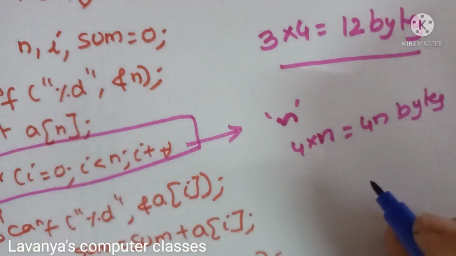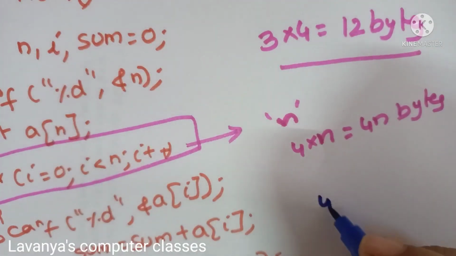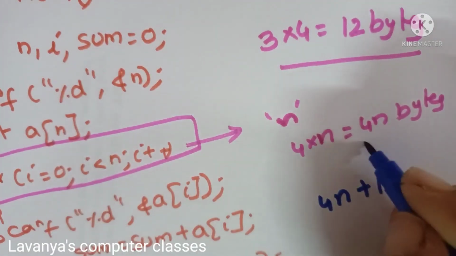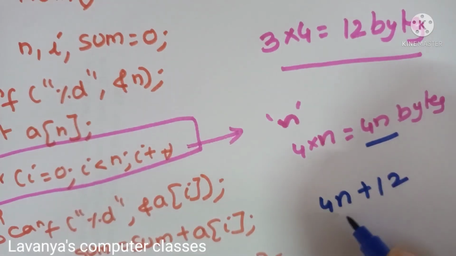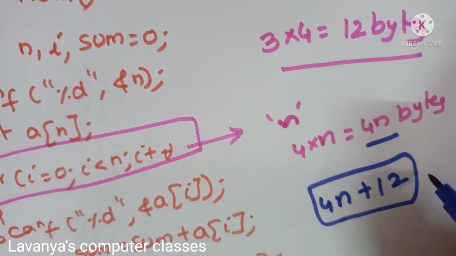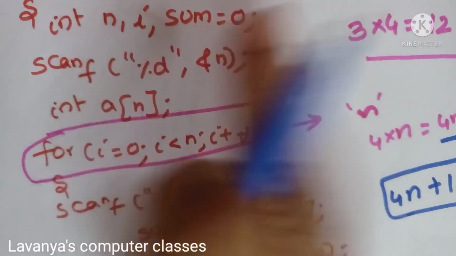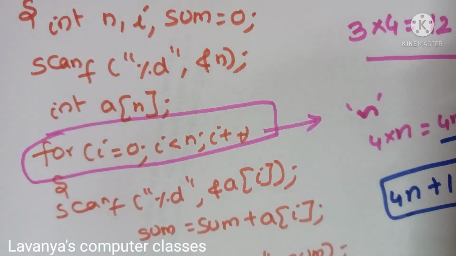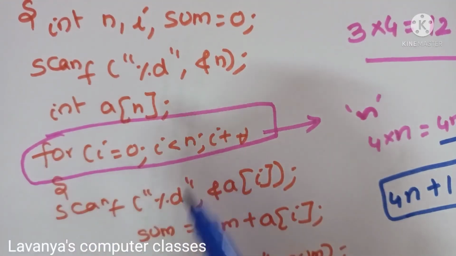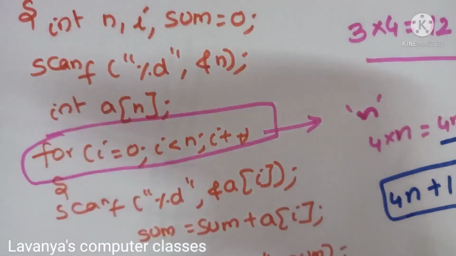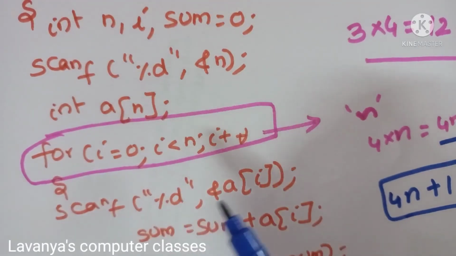So how much is the total space requirement? 4n plus 12 bytes of memory we require. n depends upon the input value. So this much space or memory we require for executing this program. That is called space complexity. So this is the concept of time complexity and space complexity for an algorithm.